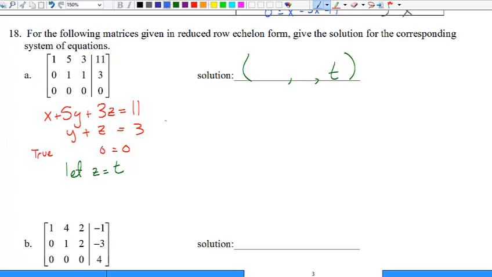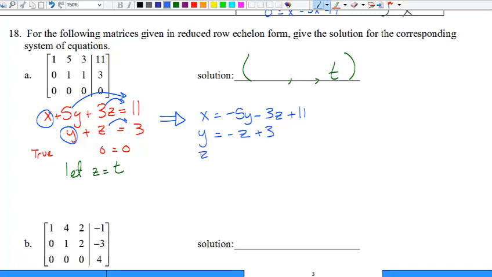Before I do too much solving, I prefer to take my equations and solve them for the variables. So I have x is equal to, if you move the 5y to the other side, that gets me negative 5y minus 3z, because I'm moving the z over as well, and that changes its sign. But the 11 stays positive because I didn't really move it. He just was staying on that side, so he stays the same sign. On the second equation, I'm moving the z, so that becomes negative z plus 3. And we've already decided that z is equal to t.